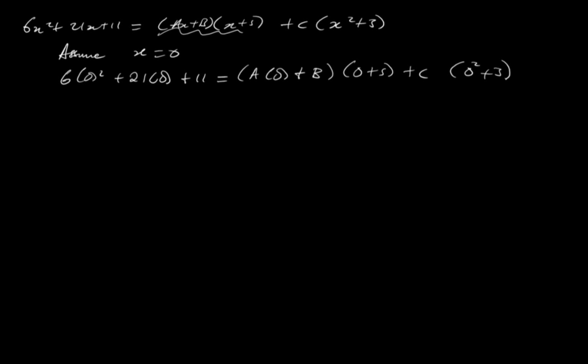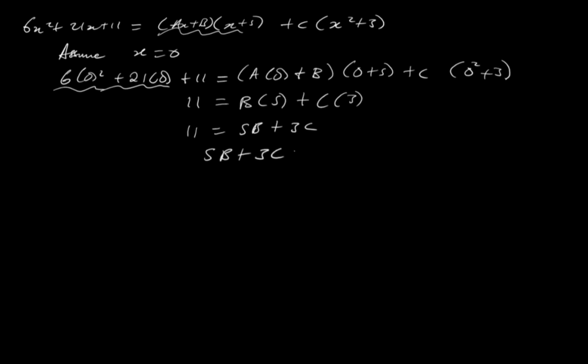Okay, so what will happen is this. Here you get a 0, 0, 0. You get 11 there. Then you get a B times a 5 there. Then a C times a 3. Okay, wonderful. So you get this 11 is equal to 5B plus 3C. So it's like having 5B plus 3C being equal to 11, isn't it?